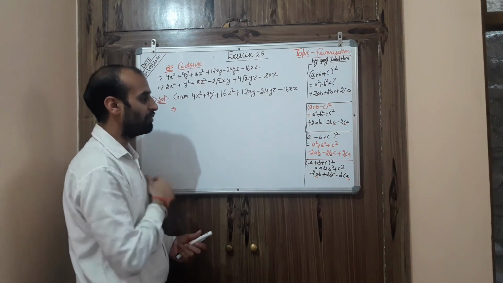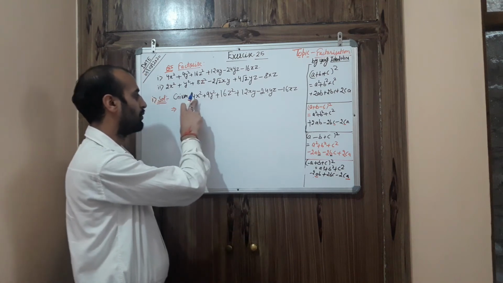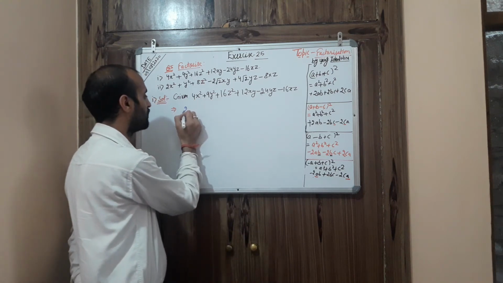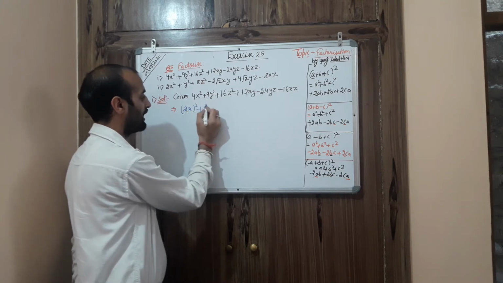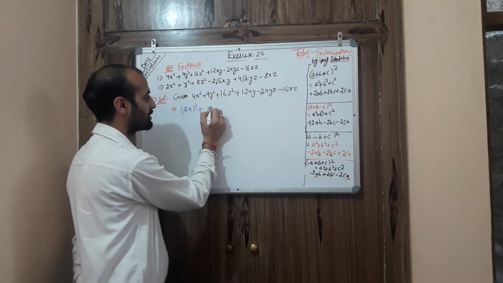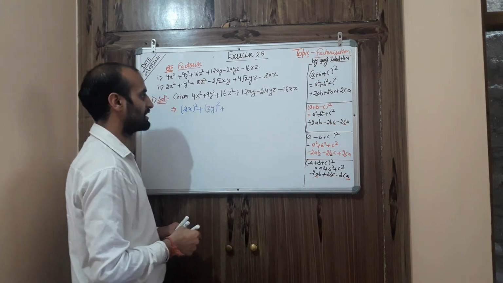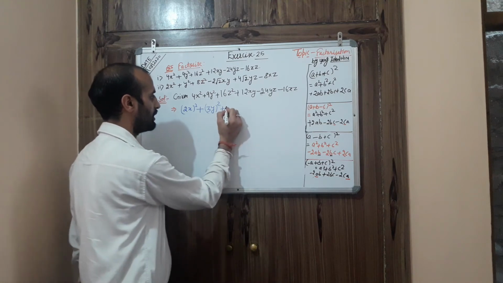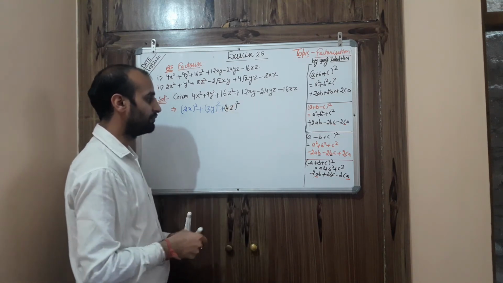First, I need to make it in the form a square, b square, c square. The first term is 4, you can write it as 2 raised to power 2, so it becomes (2x) square. 9 you can write as 3 into 3, so it becomes (3y) whole square. Then you have 16, which is 4 into 4, so it becomes (4z) square. Up to here it is okay.